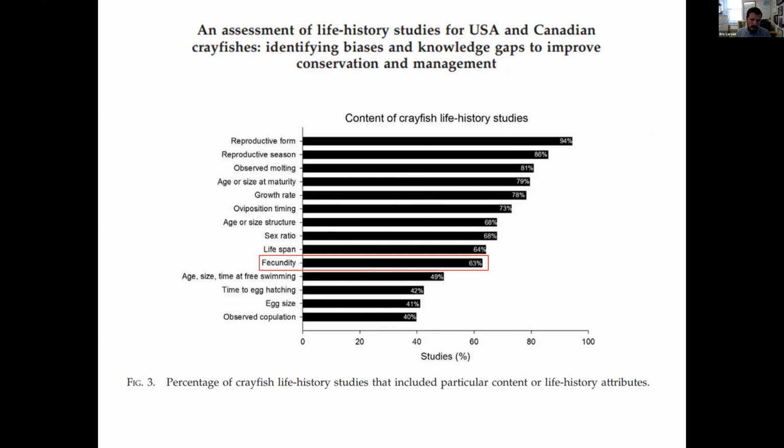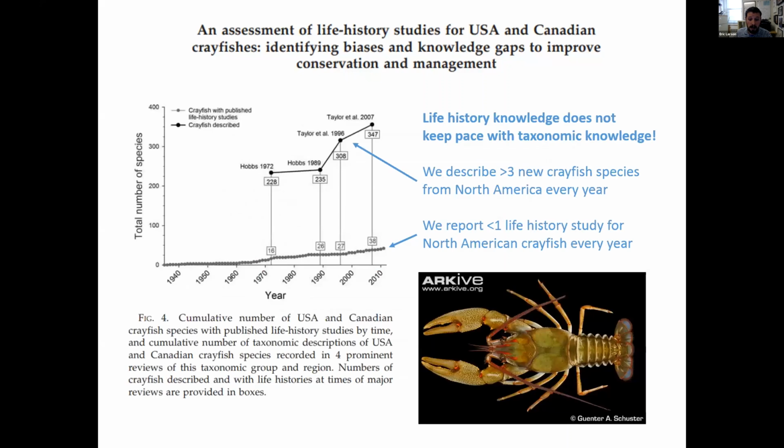So our coverage of traits that might be predictive of invasion risk, even within these life history papers, is kind of incomplete. The other thing we flagged in this paper is that our life history knowledge isn't keeping pace with our taxonomic knowledge for crayfish in North America.